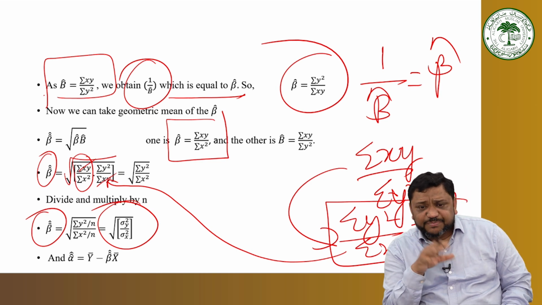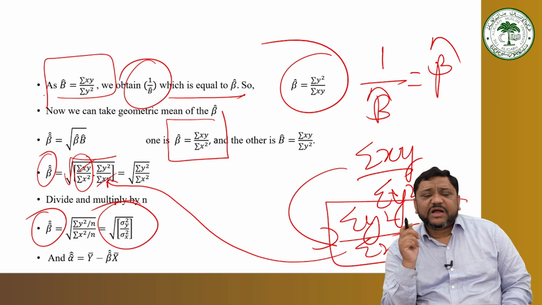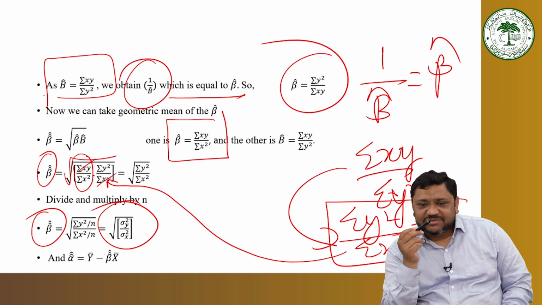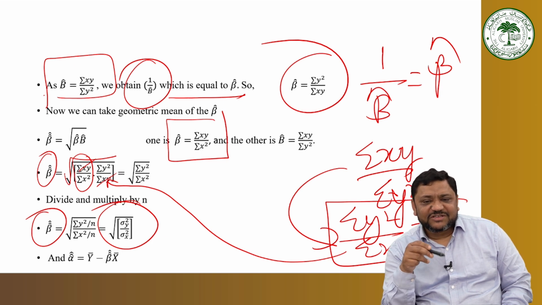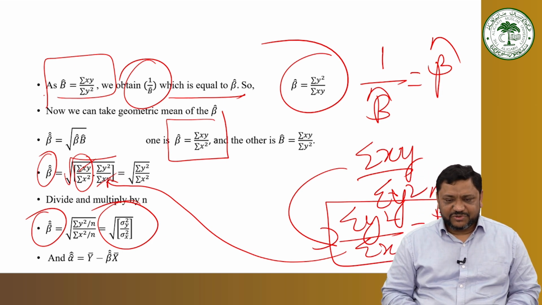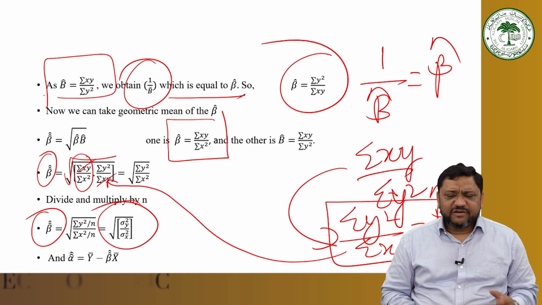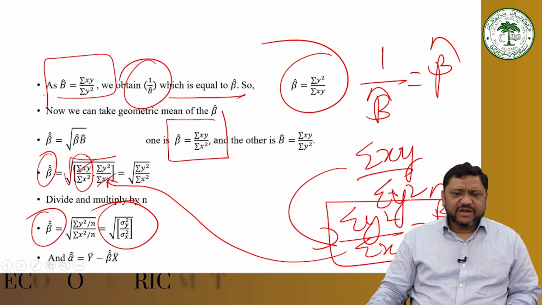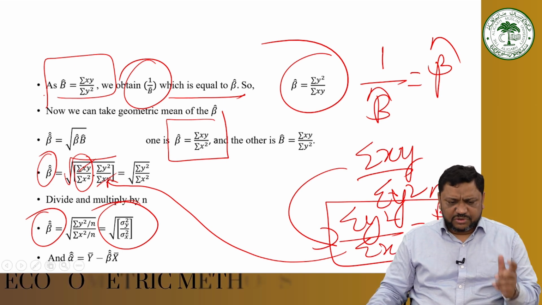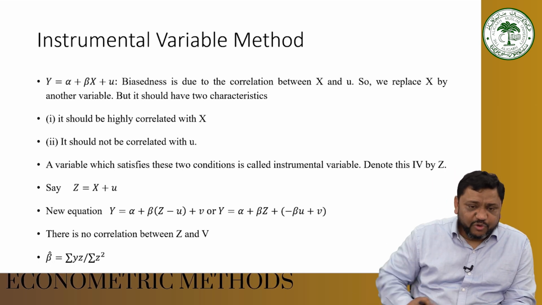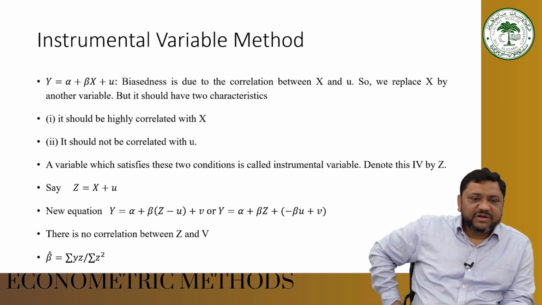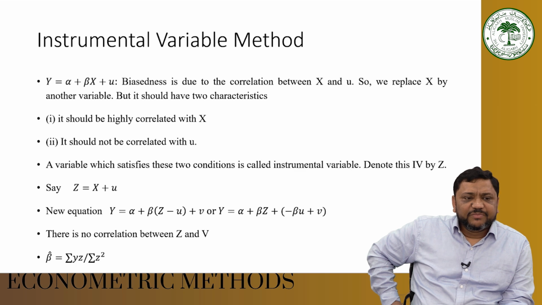So basically it is based on the implicit assumption that the ratio of variances of errors is equal to the ratio of variances of the observed variables. So these were a few of the methods which can be used to overcome this error in measurement. Now we have one more interesting case, that is the instrumental variable method.